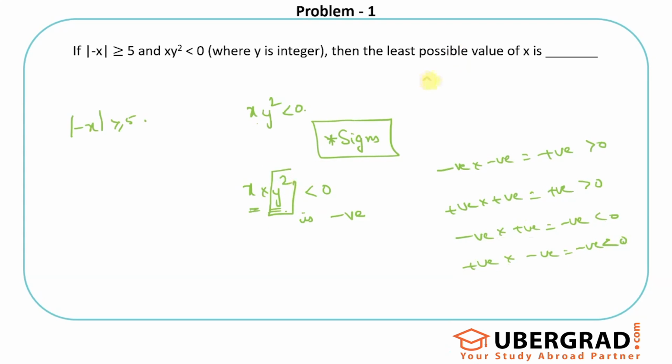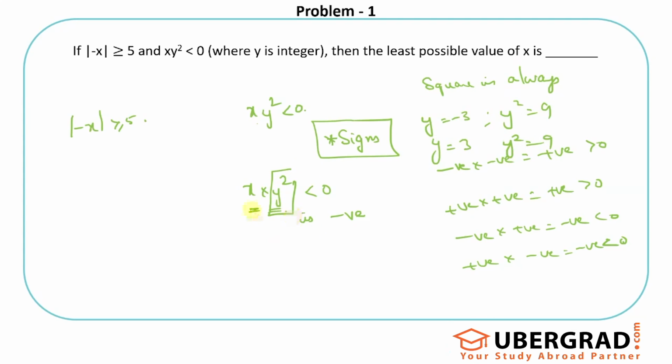You have to understand a square is always positive. Doesn't matter y is negative or positive, a square of a number is always positive. If I say y is minus 3, for example, what is y square? It's 9, positive. If y is 3, y square is 9, positive. So doesn't matter, a square is always positive.